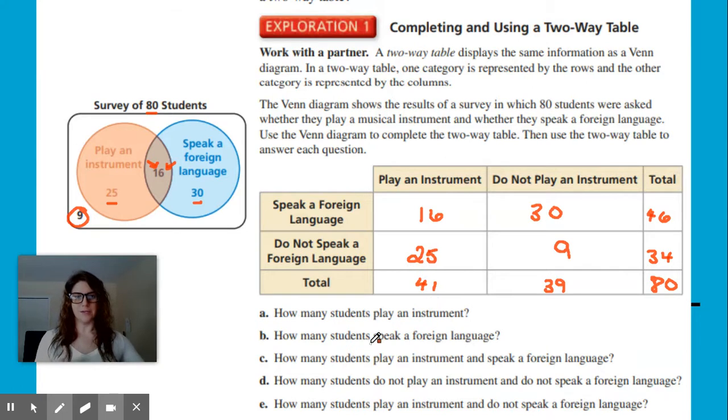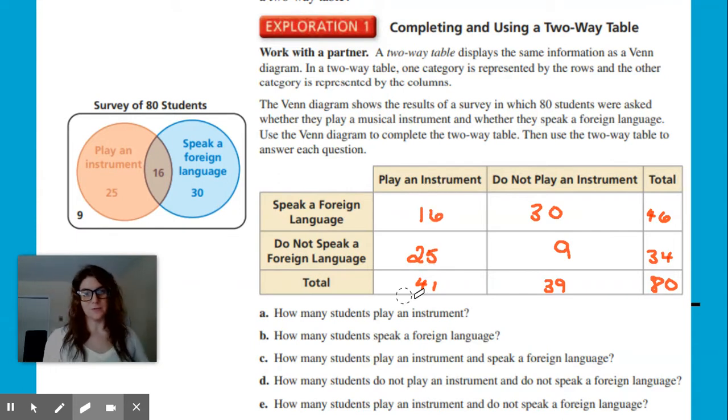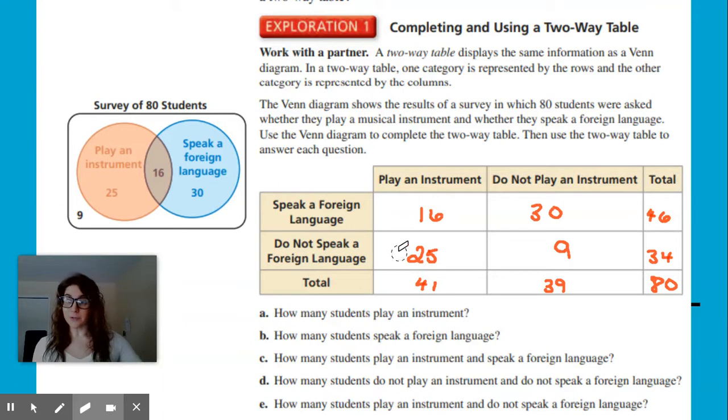And then from there, you can obviously answer the questions that are asked, right? We can answer how many students play an instrument. Well, that would be under the play an instrument total. It would be 41. How many students speak a foreign language would be under our speak a foreign language total, 46. How many do both? We know that, right? That's 16. How many do not do either? That was our 9.